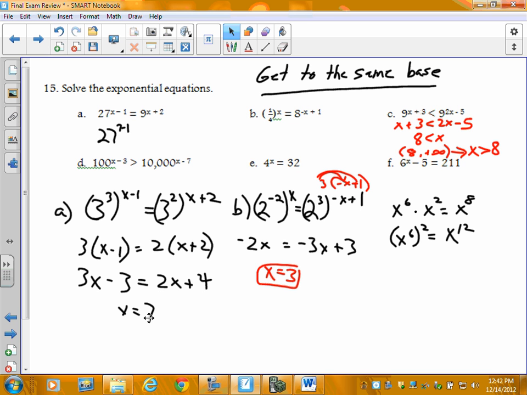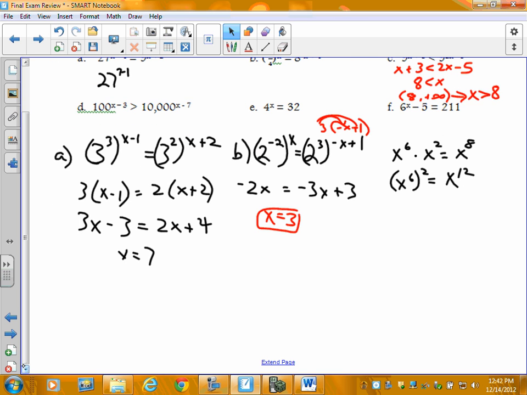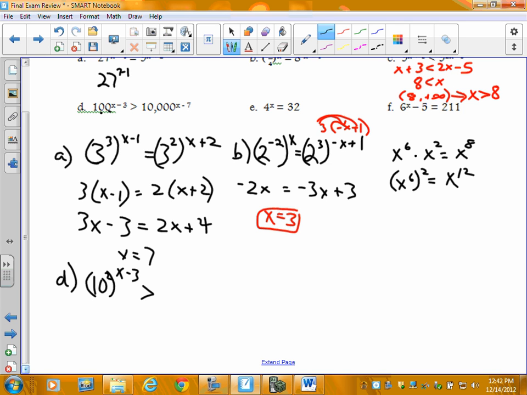All right. We'll roll down here a little bit. Work this D, E, and F. D, 100 and 1,000. Or excuse me, 10,000. I noticed a bunch of zeros there. So if I want to get them to the same base, I go 10. 10 squared to the x minus 3 is greater than 10 to the 4th x minus 7.